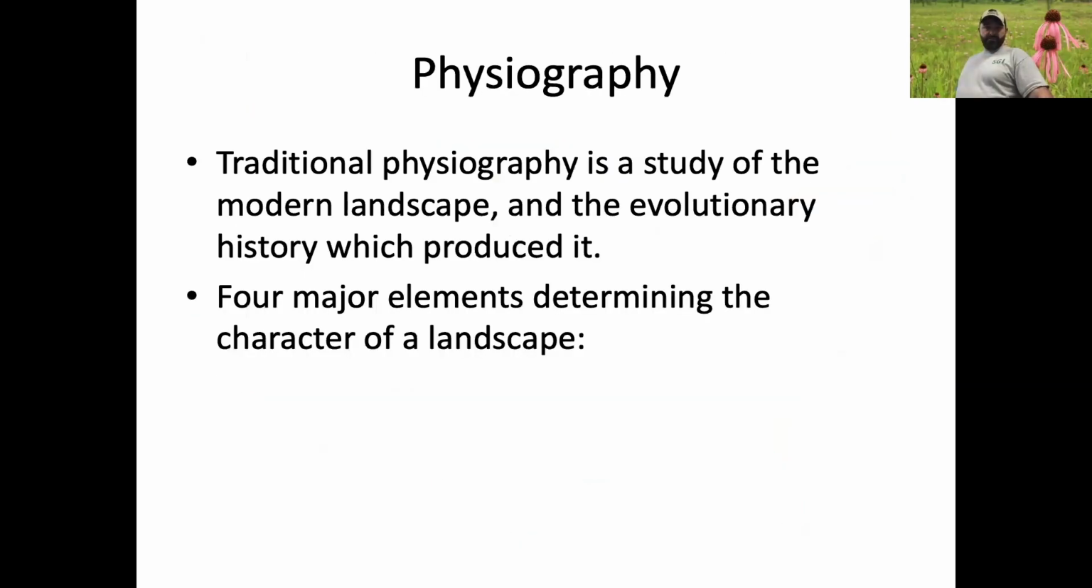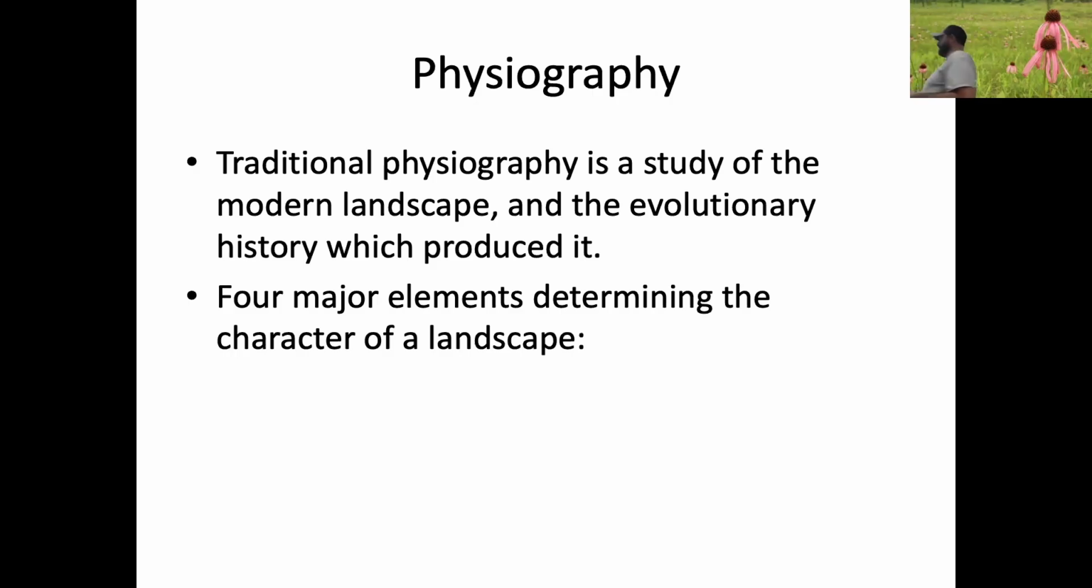Traditionally, physiography is the study of the modern landscape and the evolutionary history which produced it. So it could be the geology and the soil types and all that stuff, along with what produced that landscape. Mountain building produced that landscape. Let's say glaciation might have produced that landscape.